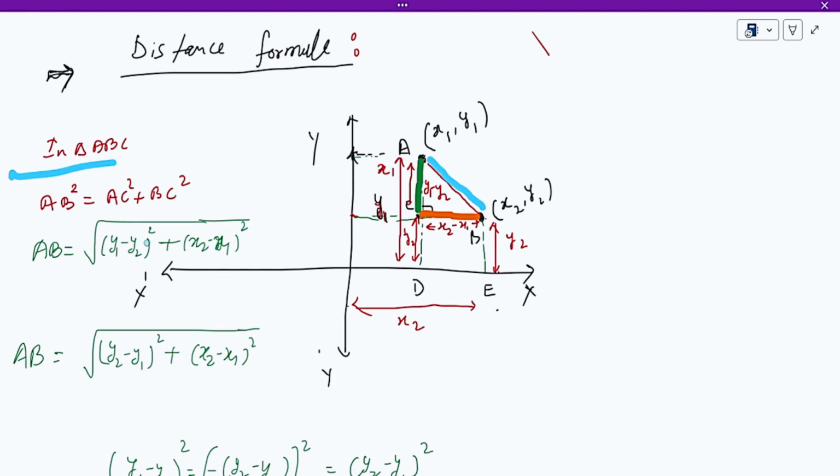This y1 minus y2 we can write as y2 minus y1 also because of this, right? So with this we can say that x2 minus x1 square plus y2 minus y1 square, under the root, is nothing but the distance between the two points. Either you write x1 first, or in textbooks generally we write it as x2 minus x1 square plus y2 minus y1 square over root.